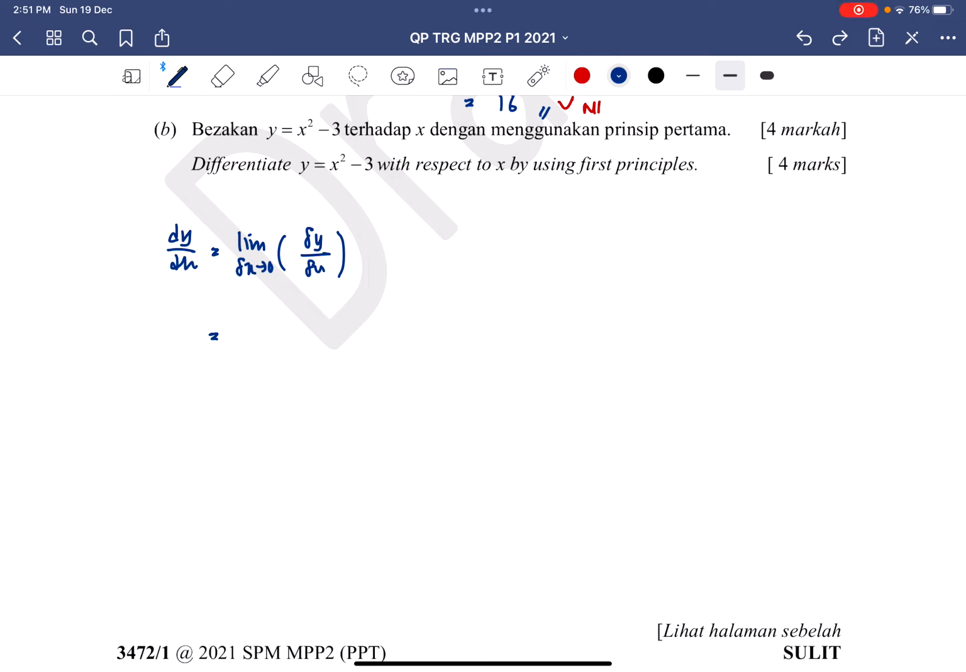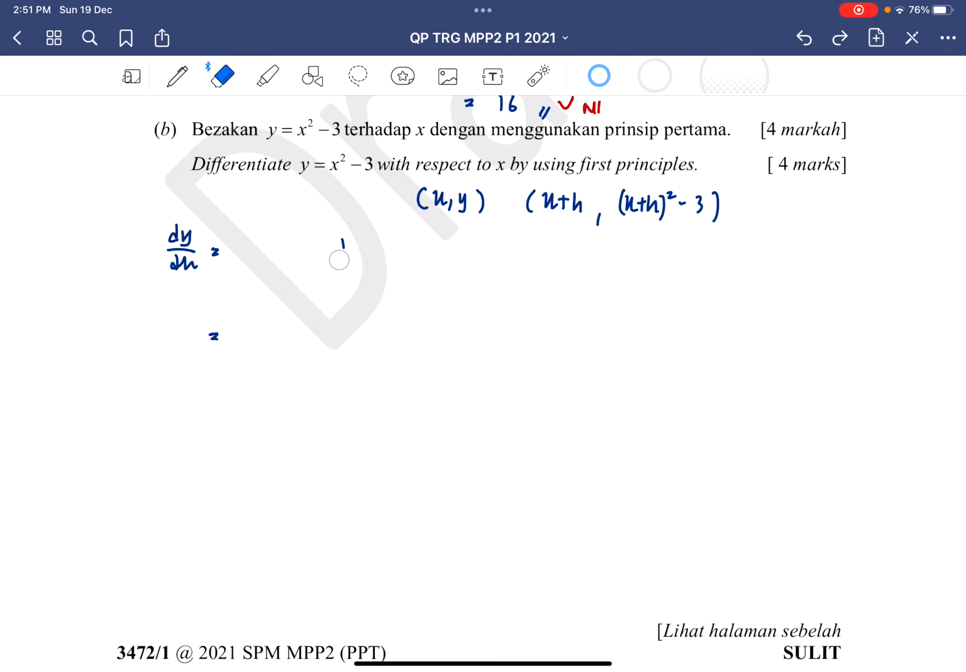So I have two coordinates. At first we have a coordinate which is x, y, and another coordinate which has x plus h. The y coordinate of the other point will be x plus h squared minus 3. That's the concept. So we are finding the gradient between these two coordinates, and we make h as small as possible. So we will take the limit.